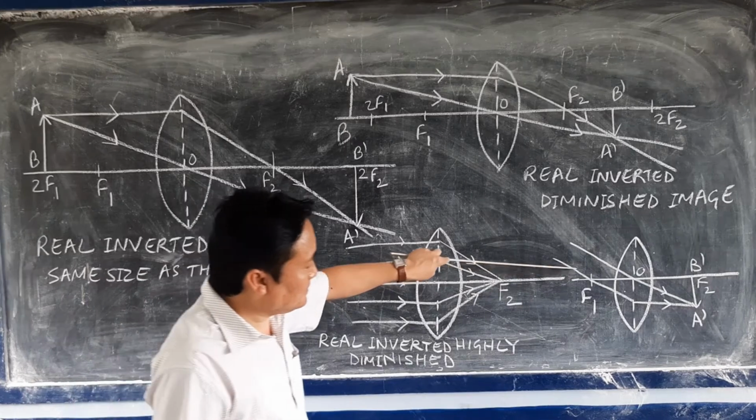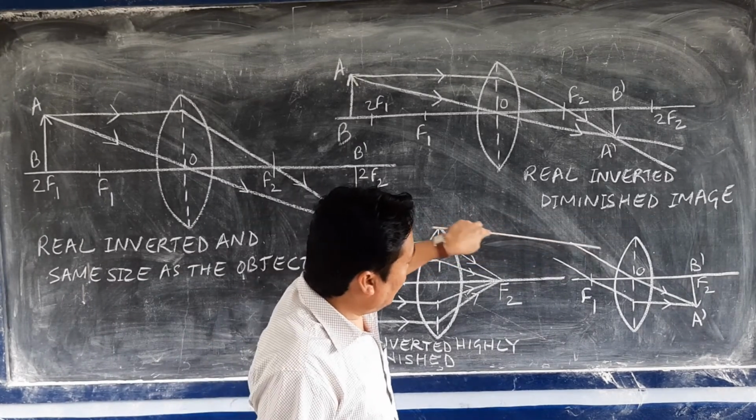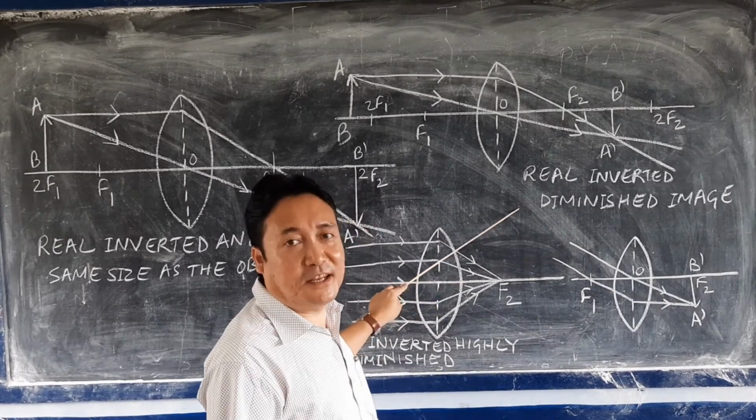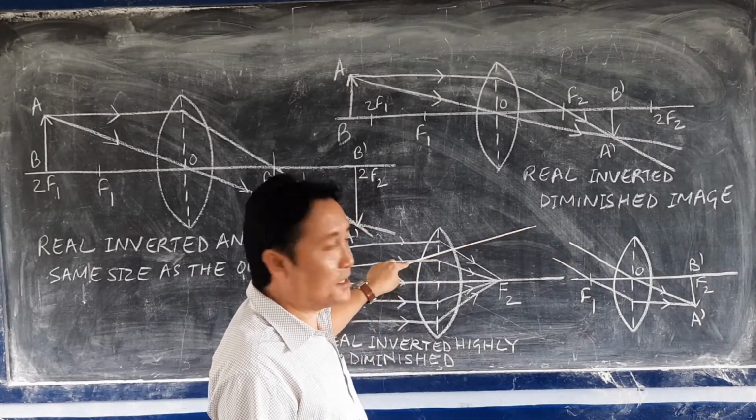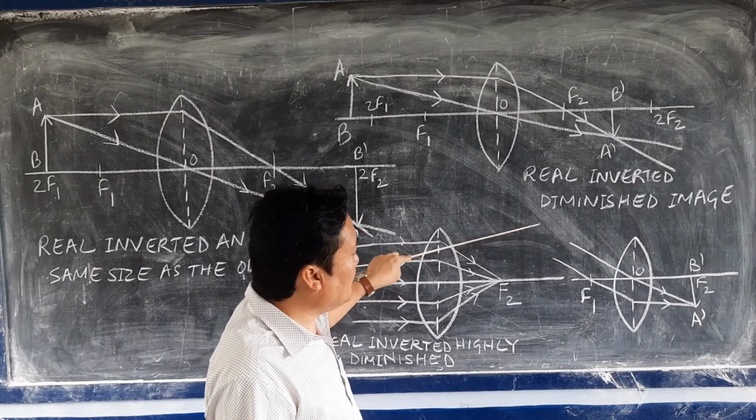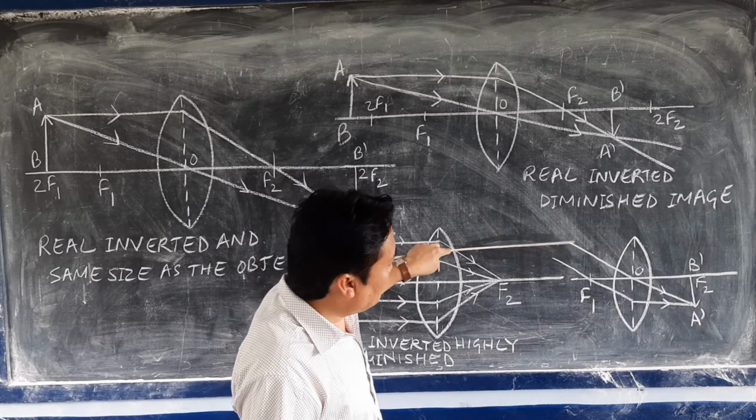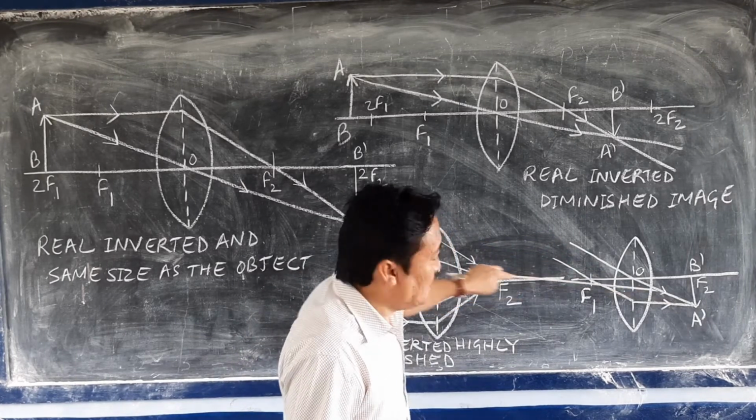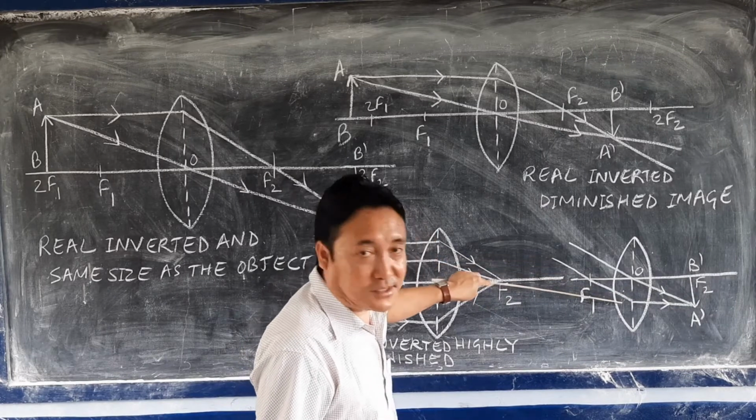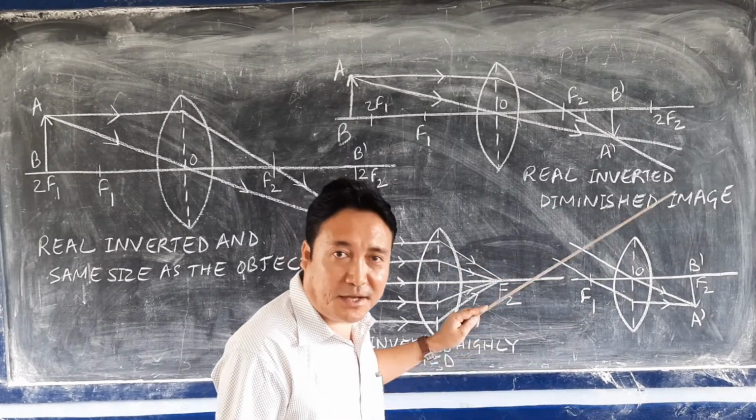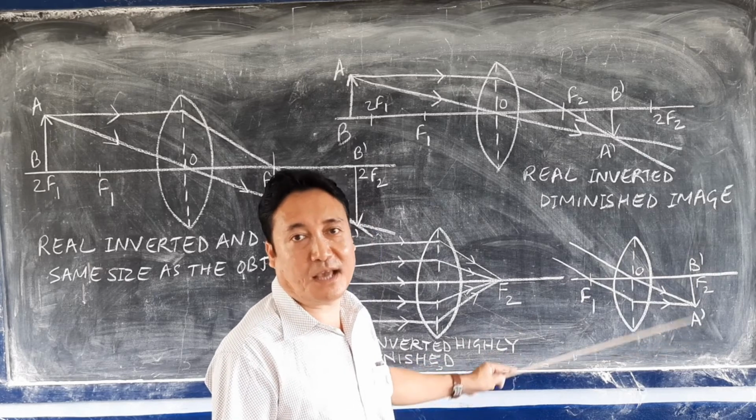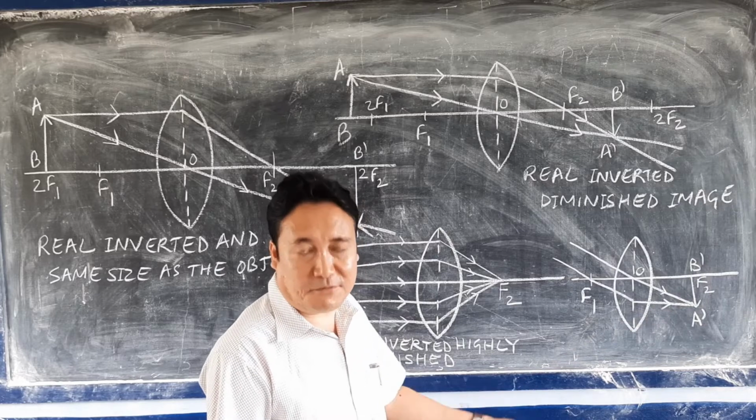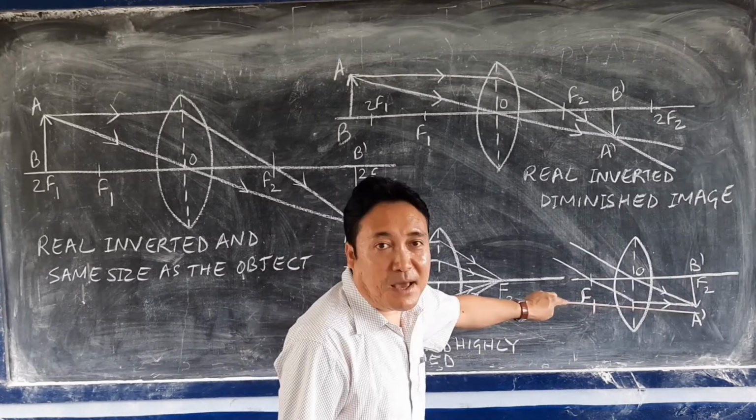And the last one is here: the ray of light coming from infinity. That means the object is at infinity. Consider the object is at infinity. When the object is at infinity, one ray of light from infinity passes through the optical center, another ray of light passes through the focus. Remember one point here: when the ray of light passes through the focus, either the first focus or the second focus, F1 or F2, after refraction it goes parallel to the principal axis.